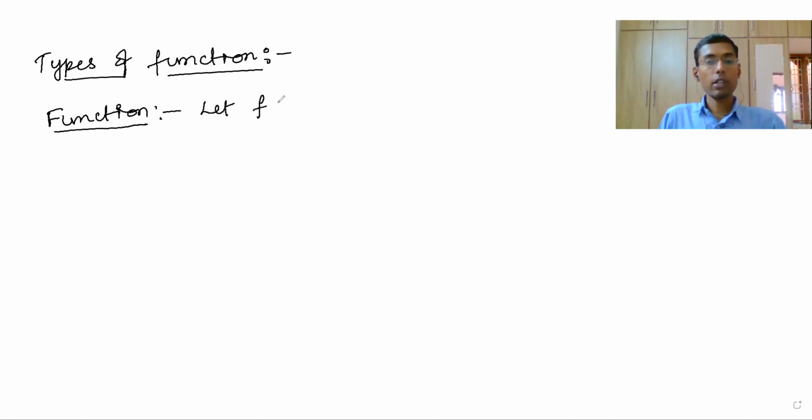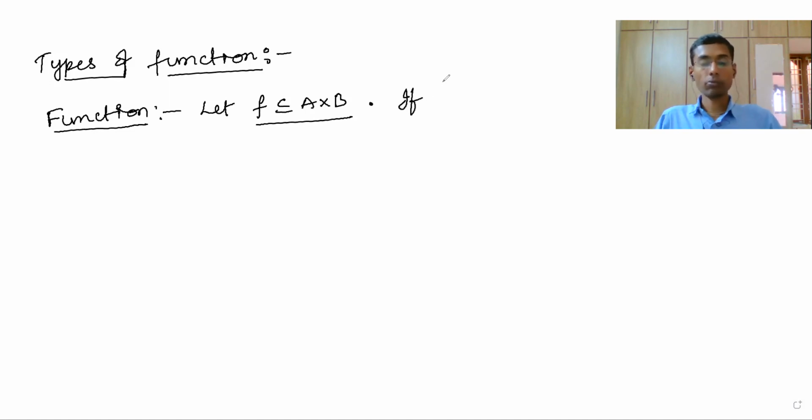Let f be a relation from A to B. You should write it like this. Relation means a subset of the Cartesian product. Let f be a relation from A to B. Now this relation, satisfying the following condition, is a function. What is that condition?